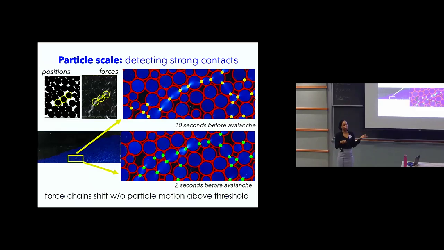And we find when we look at different regions of a pile, there can be some changes to the force network without observable grain motion. So there are changes that are happening in one region of the force network that is influencing other regions of the pile.